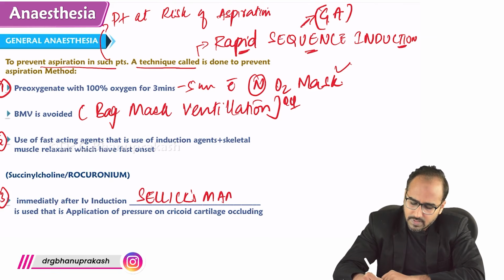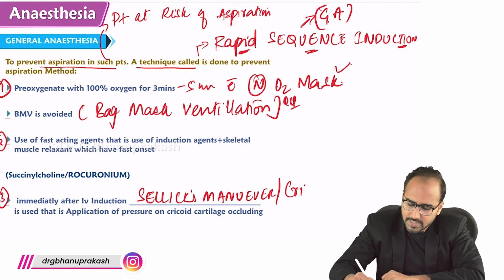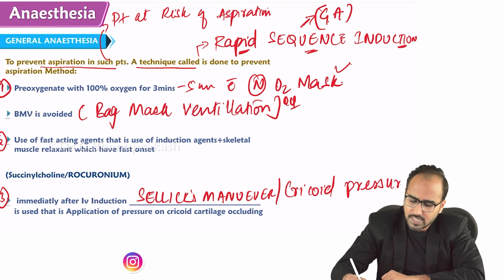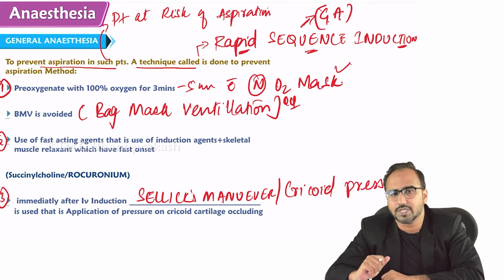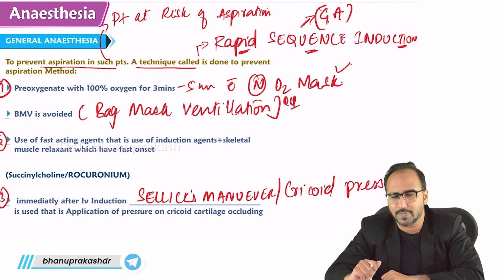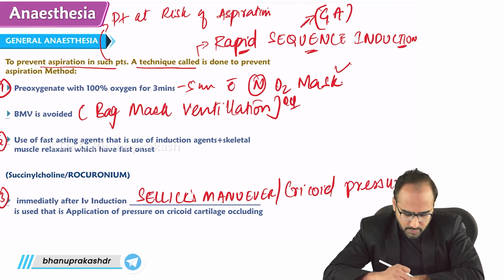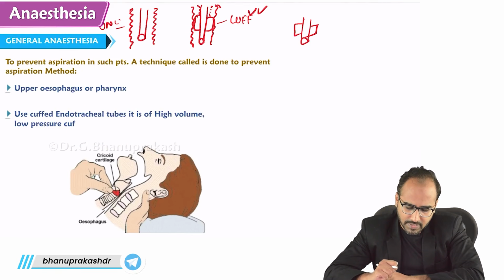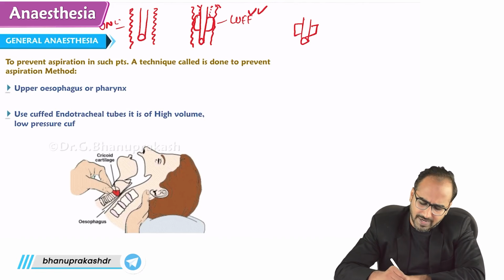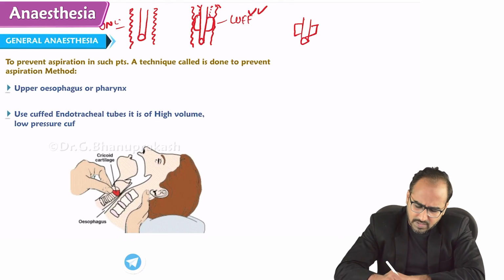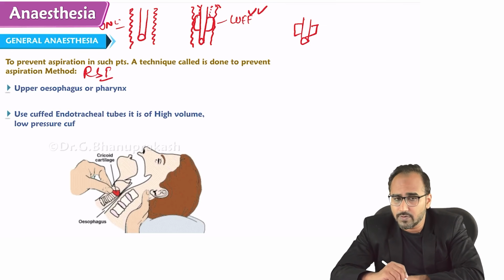Sellick's maneuver or cricoid pressure is used. That is application of the pressure on the cricoid cartilage in order to block the esophagus. That is called Sellick's maneuver, right? When are you removing the Sellick's maneuver to prevent aspiration in such patient? We have already discussed, guys. RSI, okay? So remember, when are you removing the Sellick's maneuver?